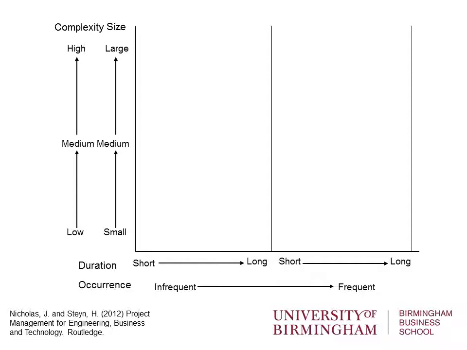On the y-axis, we have 2 dimensions as well, complexity and size. And broadly, these are corresponding. So the view is that small projects will be fairly simple, large projects will be fairly complex. That isn't always the case, but for simplicity's sake, for the purpose of this model, that's what we're assuming. And it is often the case.